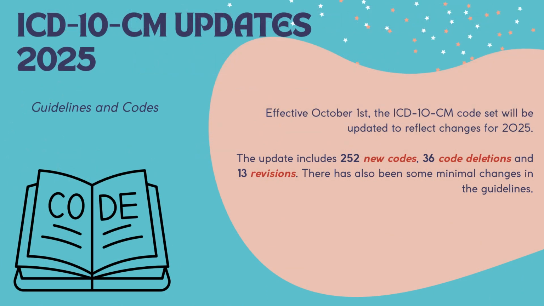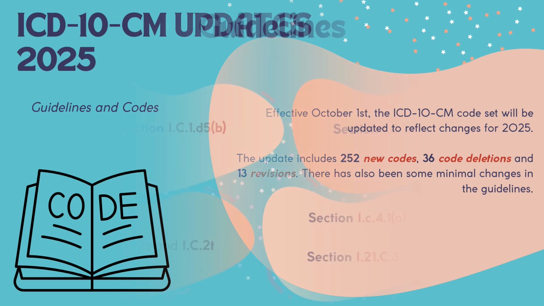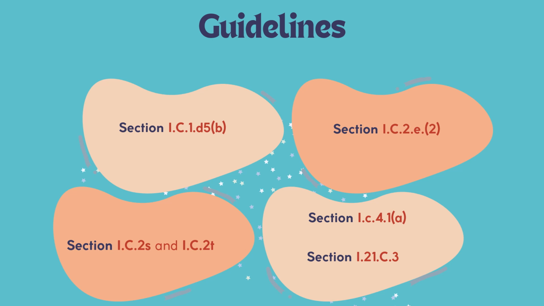For 2025, we have 252 new codes, 36 deleted codes and 13 revised codes. Also, there have been some minimal changes in the guidelines. Here are the 6 guidelines that have been affected: Section I.C.1.D.5.b, Section I.C.2.e.2, Section I.C.2.s, Section I.C.2.t, Section I.C.4.a.1, and Section I.C.21.c.3.